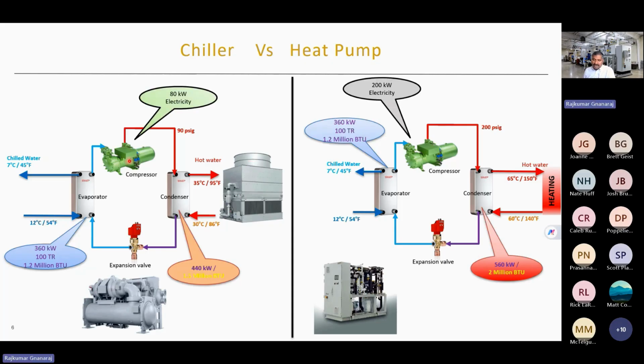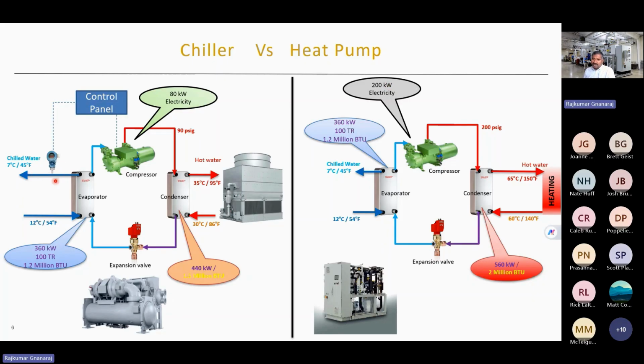Since the compressor in a chiller needs to compress the refrigerant to a lower pressure, it consumes lower electricity. Whereas in a heat pump, we have a bigger compressor to compress the refrigerant to a higher pressure. So the work done by the compressor is more. It draws more electricity.